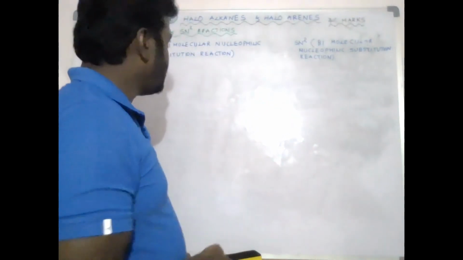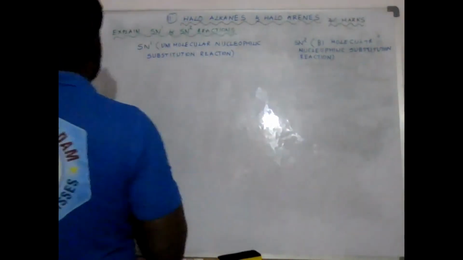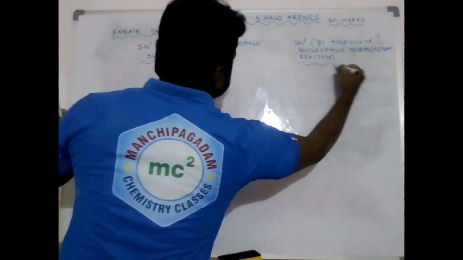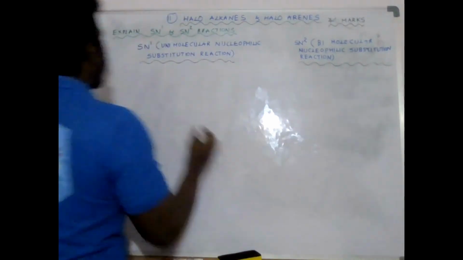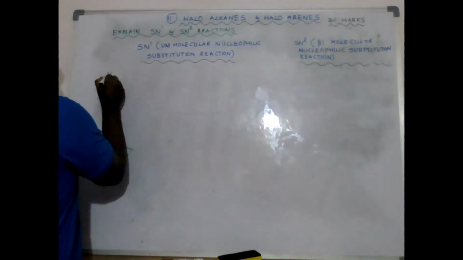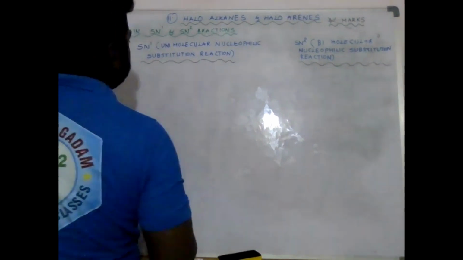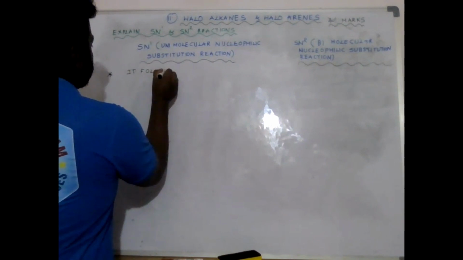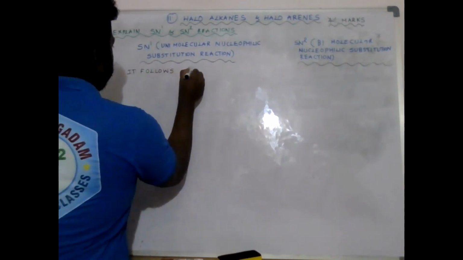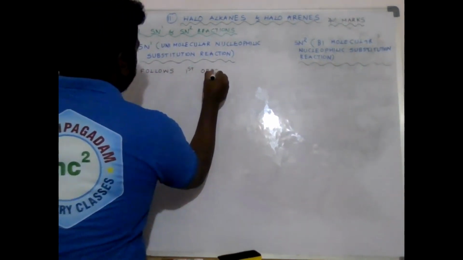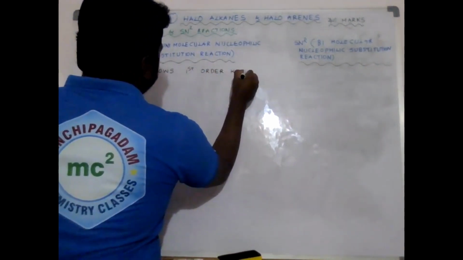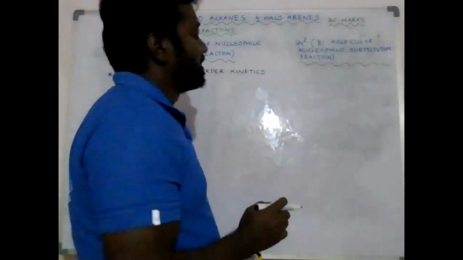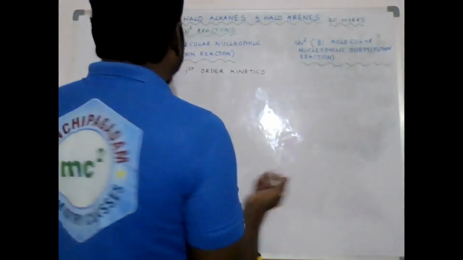Bimolecular nucleophilic substitution reaction. SN1 reaction, SN2 reaction. So here the differences you can write simply. This is SN1, unimolecular nucleophilic substitution reaction. This is SN2, bimolecular nucleophilic substitution reaction. So the first point here is that it follows first order kinetics. Simply we can remember that SN1 means 1 is there, so first order. SN2 means what? Second order. So first order kinetics. Why?